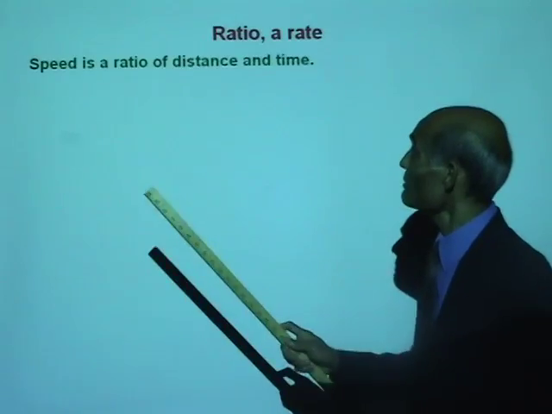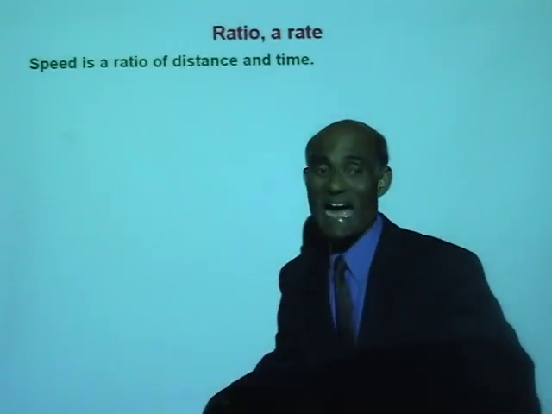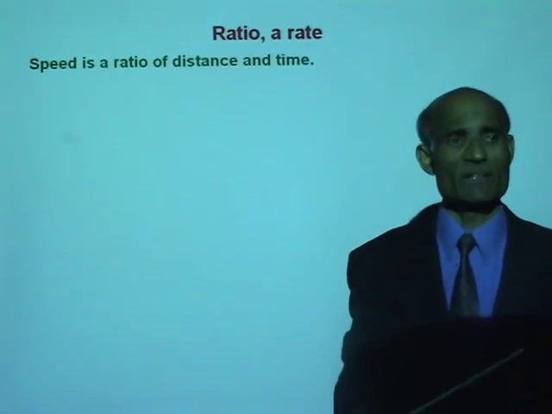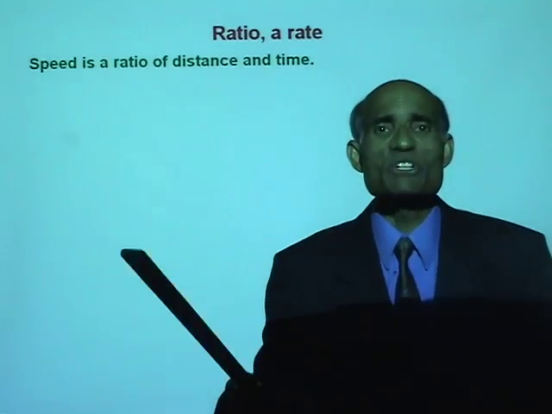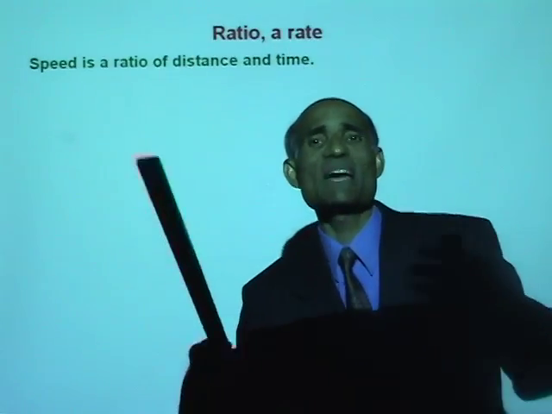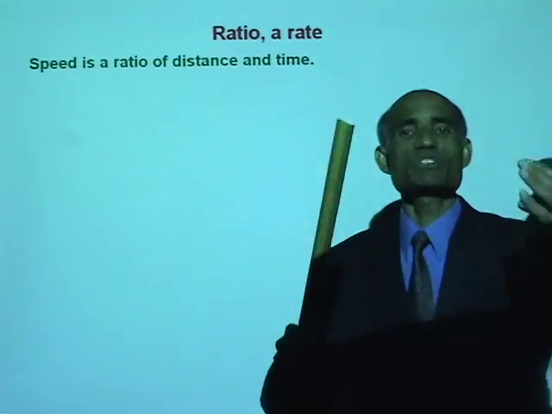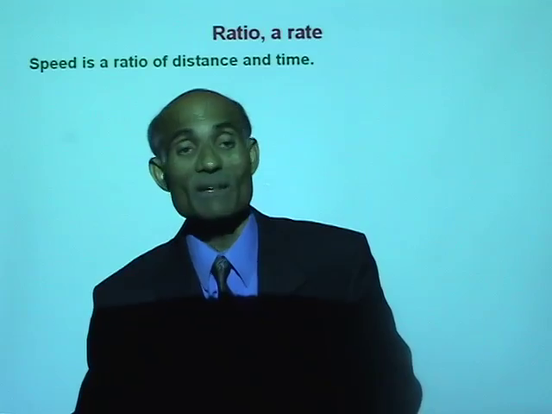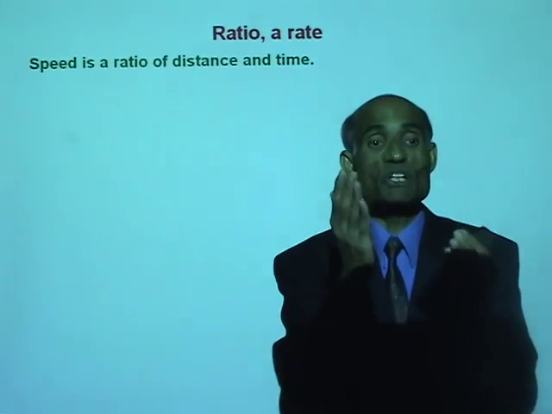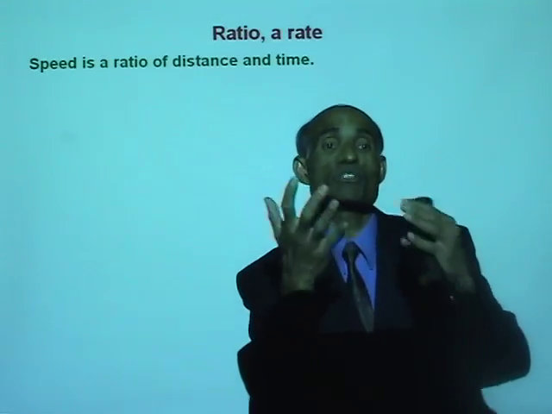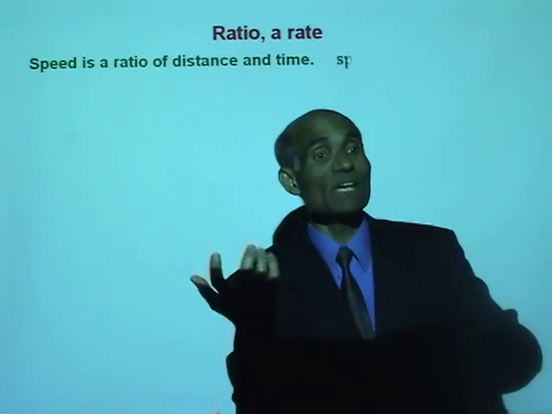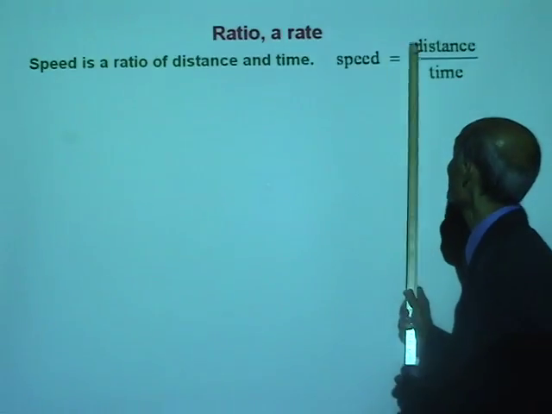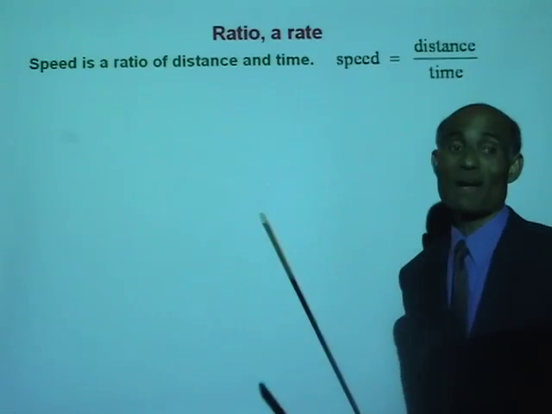Alright. Let's now talk about ratio as a rate. Now what is speed? Speed is the ratio of distance and time. You see, distance divided by time is speed. That's a ratio. So a ratio of distance to time is speed. And look at the way we write it. Speed is distance divided by time.